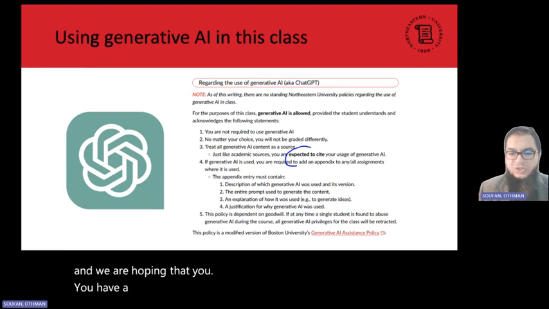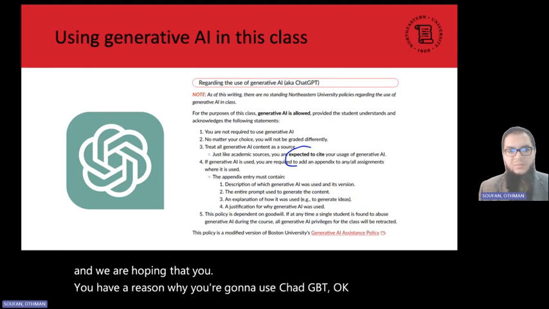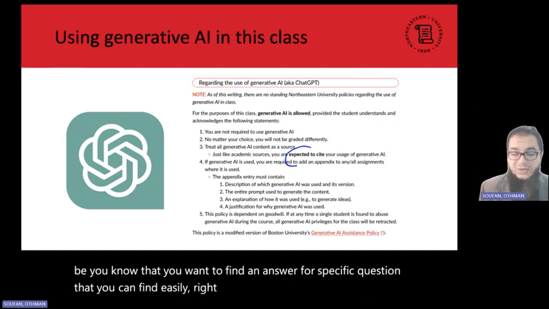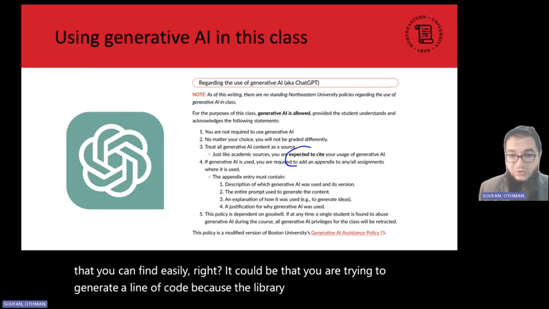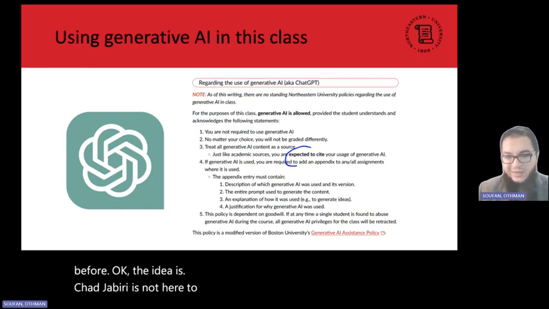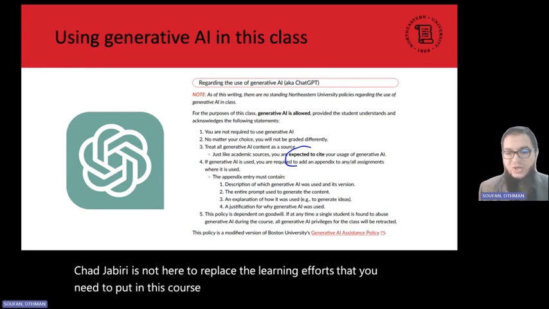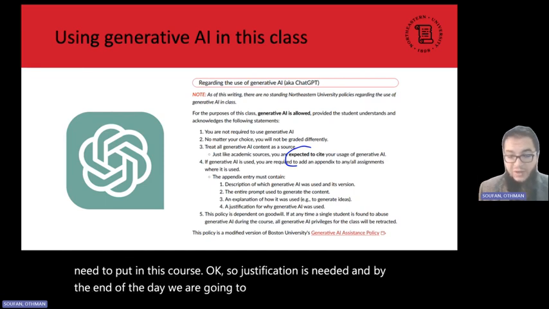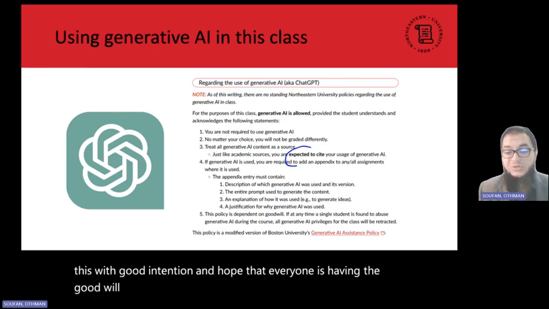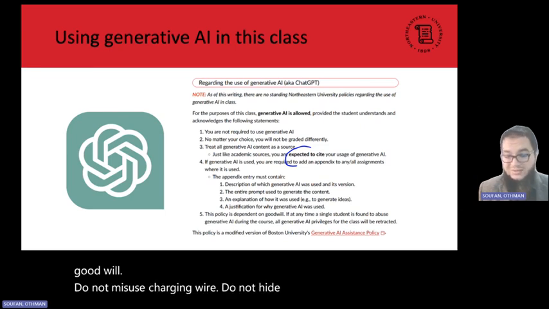We are hoping that you have a reason why you're going to use ChatGPT, okay? It could be that you want to find an answer for a specific question that you couldn't find easily, right? It could be that you are trying to generate a line of code because of a library that you have not used before, okay? The idea is, ChatGPT is not here to replace the learning efforts that you need to put into this course, okay? So a justification is needed. By the end of the day, we are going to approach this with good intention and hope that everyone has goodwill. Do not misuse ChatGPT. Do not hide it from us, okay?